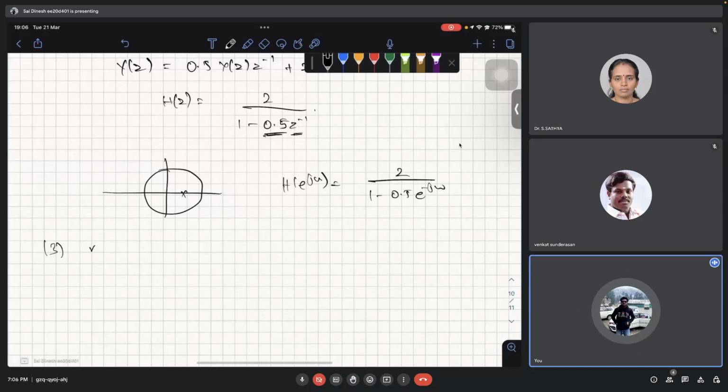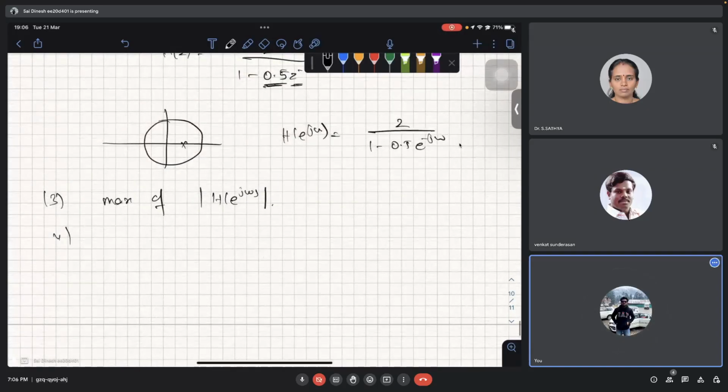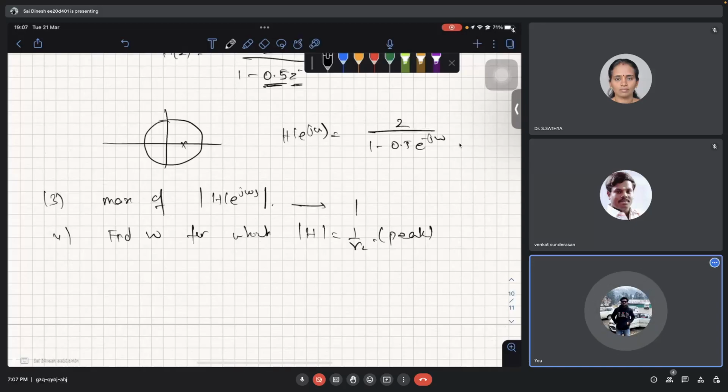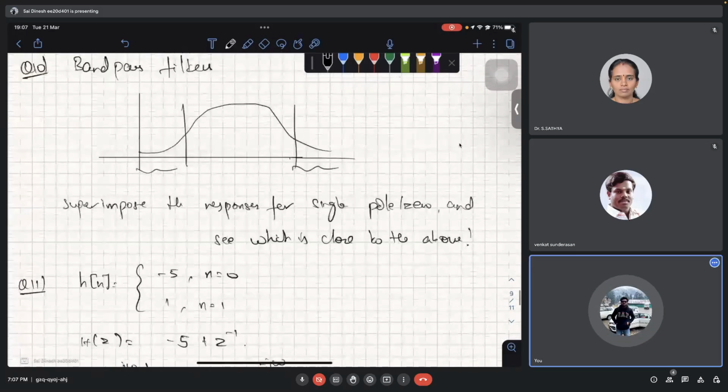Next, third, find the maximum of the magnitude of H of e power j omega, and find omega for which the magnitude is equal to 1 by root 2 times the peak value. This is the peak value. Okay, so I think this is the end of the assignment.